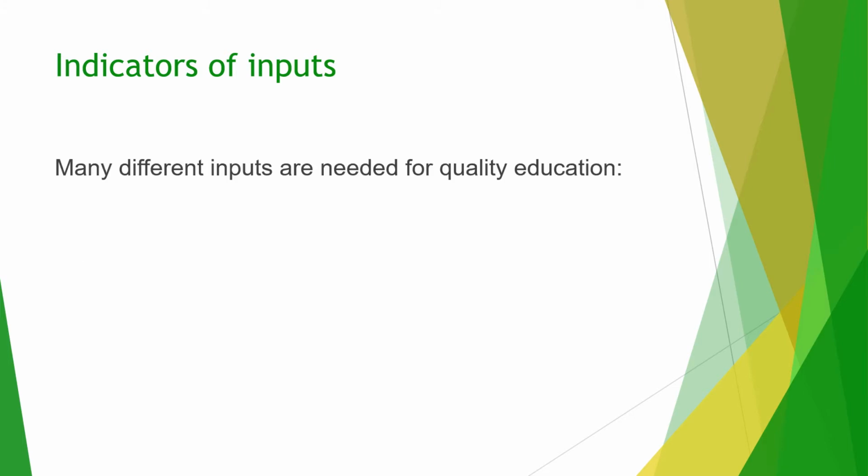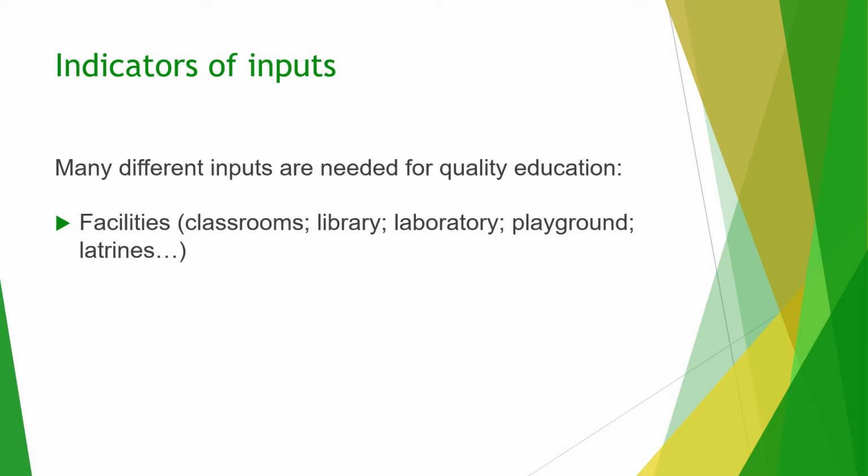There are undoubtedly a wide range of inputs that may be needed, and I have listed a few, but you probably have thought of some others. A first set of inputs would be called facilities, issues such as classrooms, evidently. In many countries, it will be considered that every school needs a library. Especially at secondary level, we may need laboratories. We may think of workrooms, workshops in technical and vocational education institutions. A playground is important in order for the school to be welcoming. Latrines are an evident need.